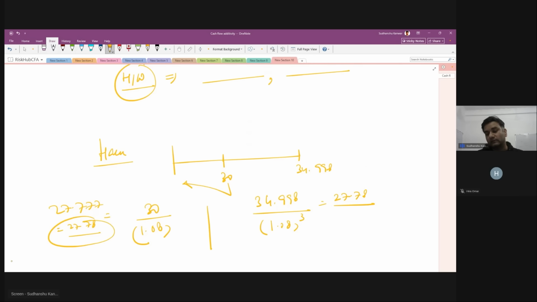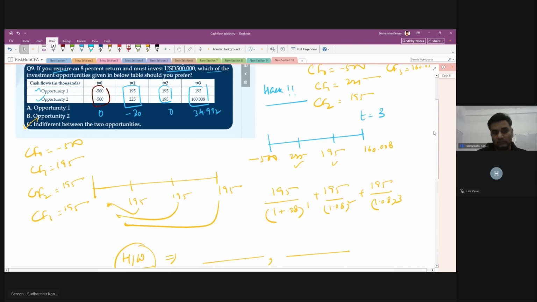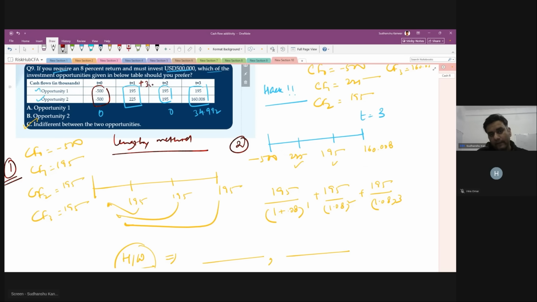I hope you got it, there are two, three ways you can do the question. One way is the lengthy method, which is this: you find the cash flows of all. This is your lengthy method. The other is the hack which I told you, that if I subtract the cash flows, here this one was higher at T1, here T2 was higher. The opportunity 2 was higher.